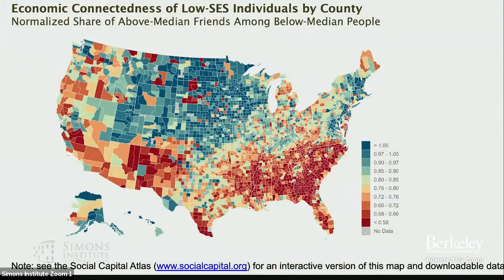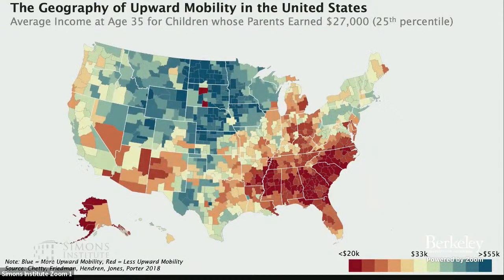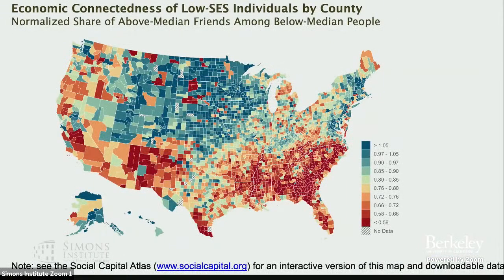This is the economic connectedness of people by county in the United States. And just to remind you, this was the upward mobility map, and this is the measure of homophily. So you'll see that there's a pretty high correlation between how connected the poor people are to the wealthy people and whether or not the poor people are later in life ending up wealthy, right?